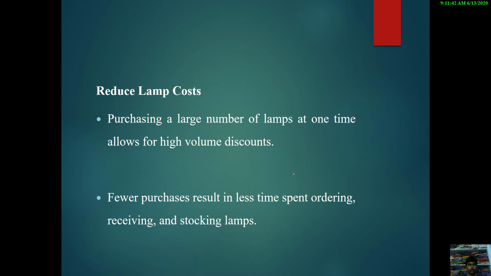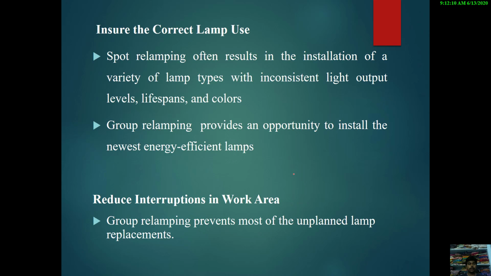And to reduce lamp cost, we have to purchase a large number of lamps at one time, which allows for high volume discounts. When we purchase a bunch of lamps, we will have some discount over it, instead of buying one by one, which is more advantageous when considering relamping systems.